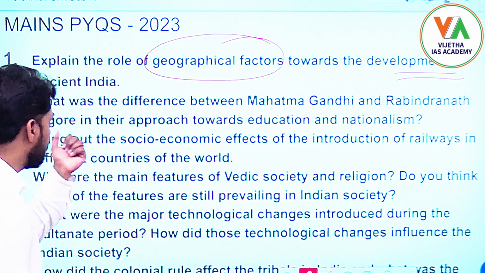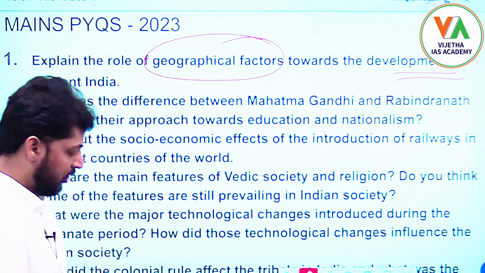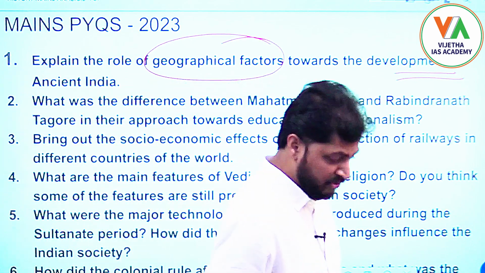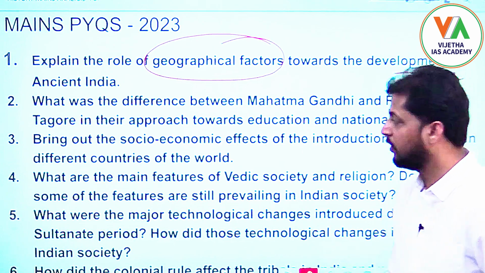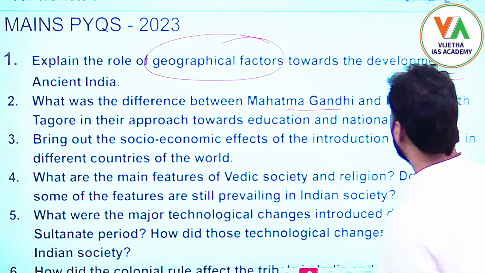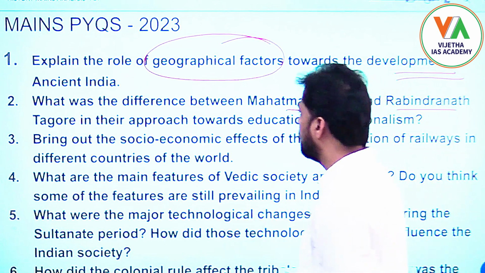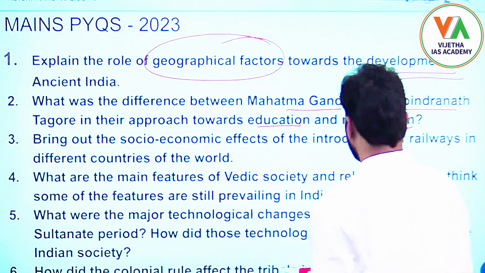The next question is from the modern section, which asks for the comparison or the differences between Mahatma Gandhi and Rabindranath Tagore regarding their approach towards education and nationalism.